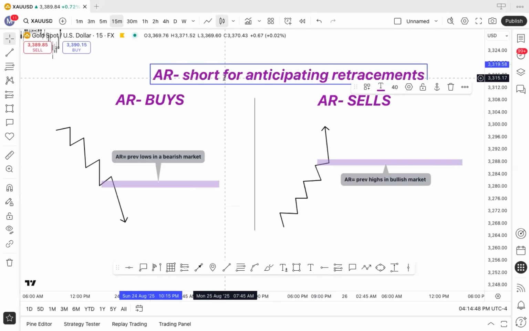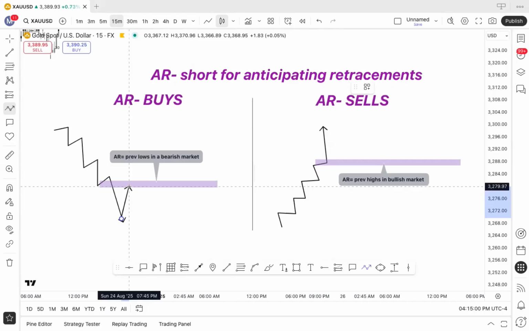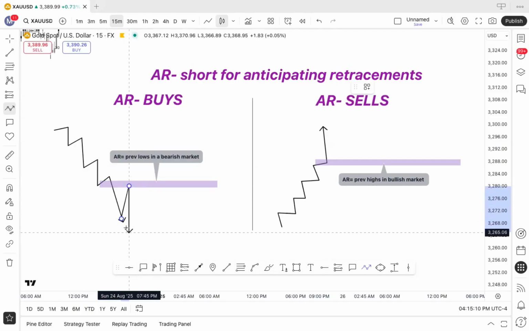The reason why our AR for buys is going to be in this area is because when we push up, we are expecting that price may create some type of lower high in this area. And we are anticipating that because, just based off of structure, we know price likes to do this. It likes to test previous lows in a bearish market to continue pushing down for sells.